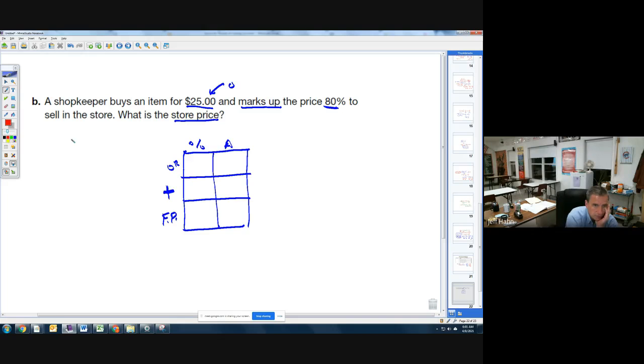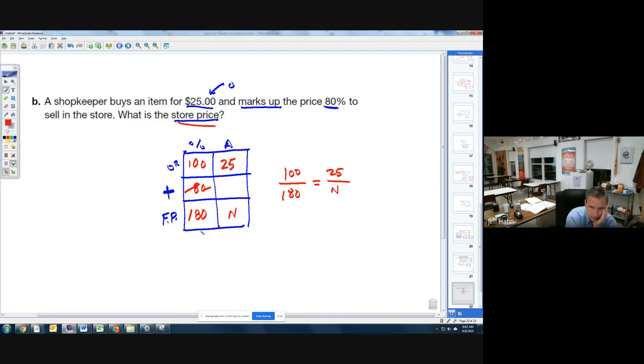So here we go. Let's fill in the blanks here. Original percent, always going to be 100%. Marks up 80%. So your final price is actually 180% of what it started out being. And that started out being price is $25. Again, you don't really need to put the decimal and the zeros in there because it'll all work out in the end. Just know in the end you need to change it back to money. And I am looking for the store price, which is this one right here. So 100, don't need this, over 180 equals 25 over what number?